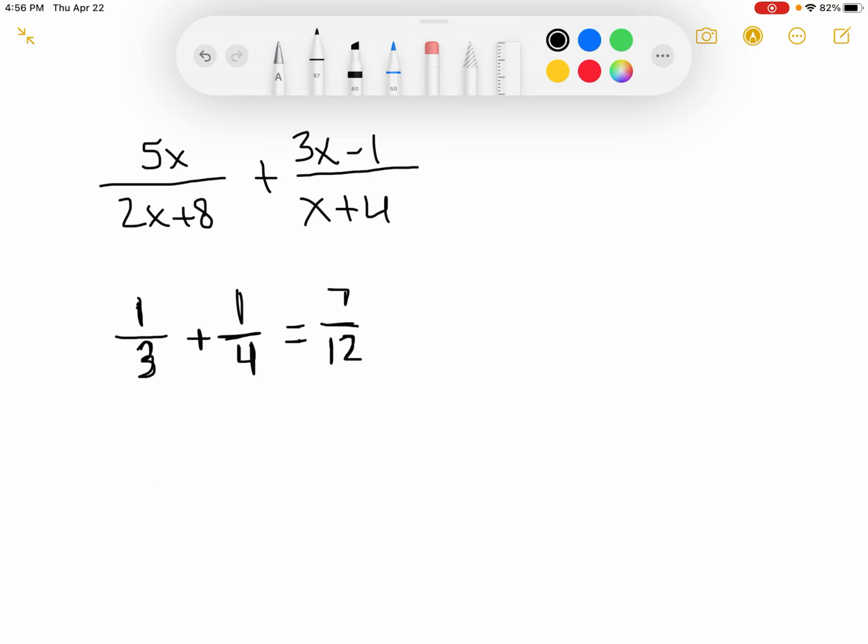What did we do? We needed to figure out how to make the denominators the same. That's the only way you can add. So we could do that by multiplying by 4 here and multiplying by 3 here to make them both 12.